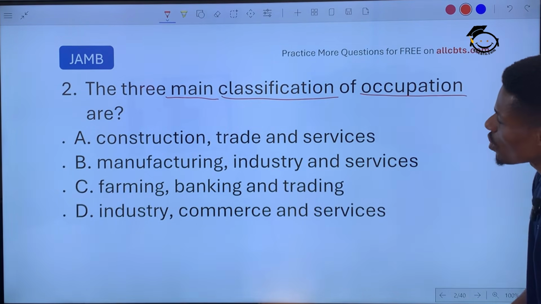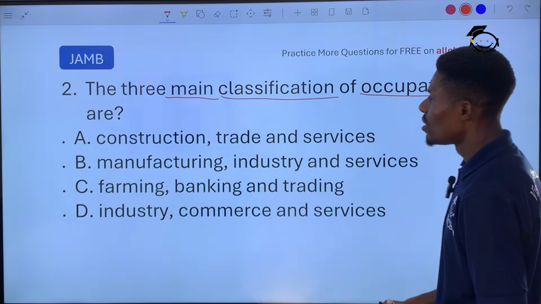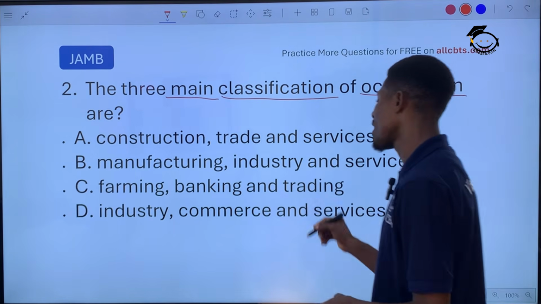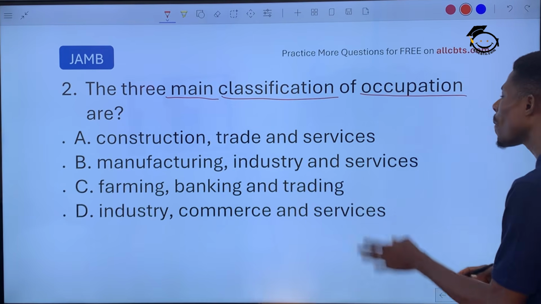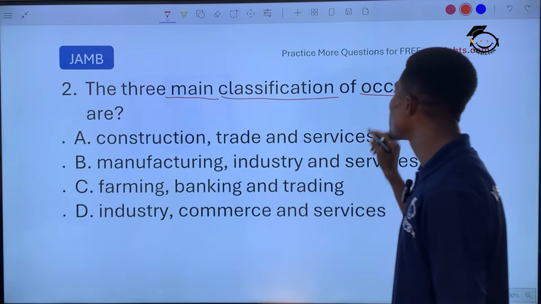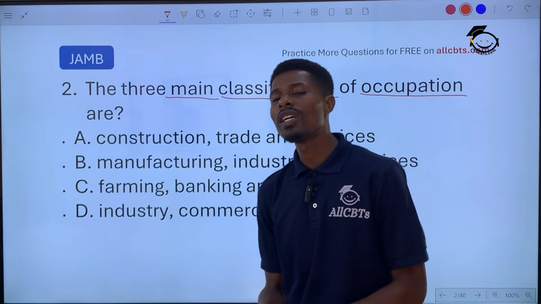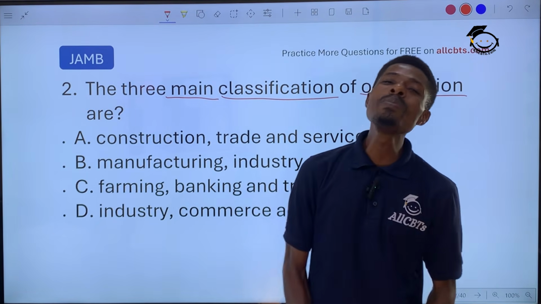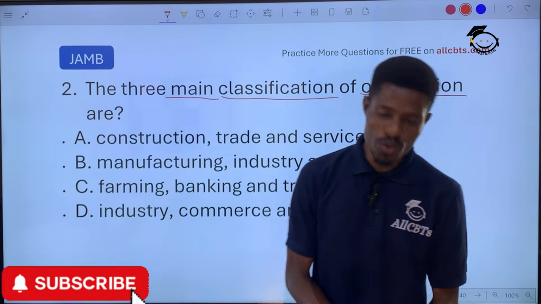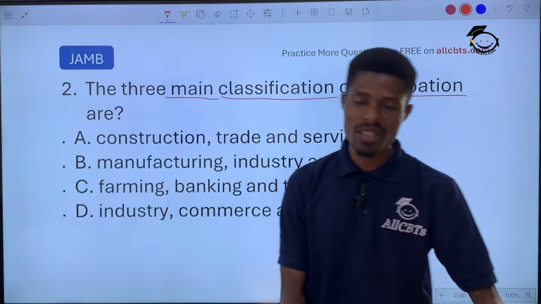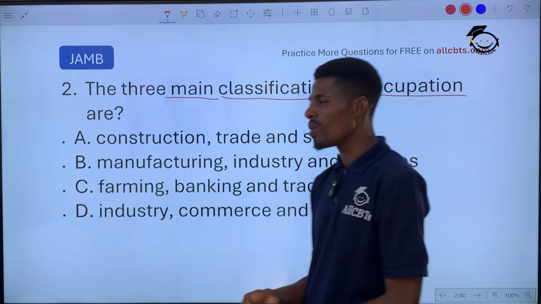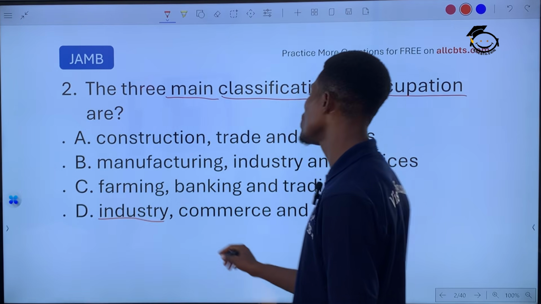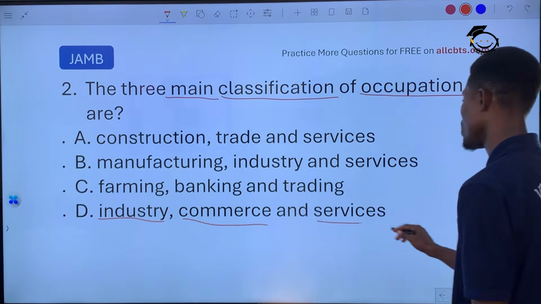A, we have construction, trade, and services. B, we have manufacturing, industry, and services. C, we have farming, banking, and trading. And D, we have industry, commerce, and services. So if you look at occupation, occupation is an activity that people involve in to what? To meet customers' need, to produce, to transport, and to meet the needs of what? Consumers. Now, our answer is what? Option D, industry, commerce, and services.